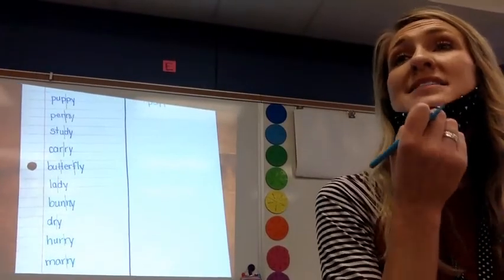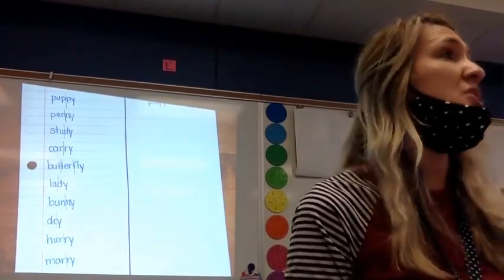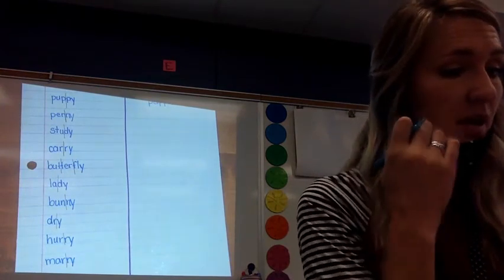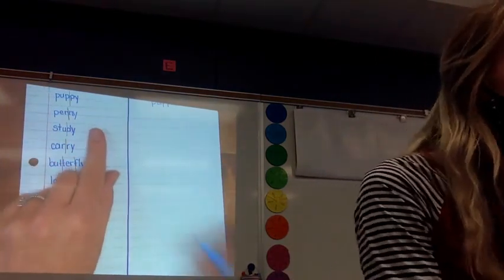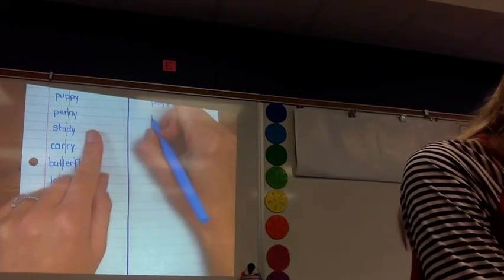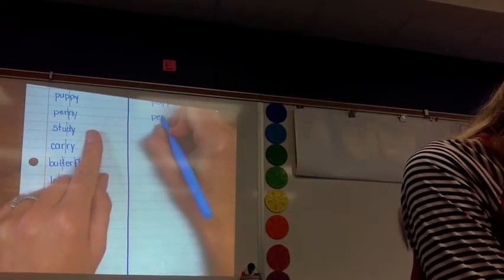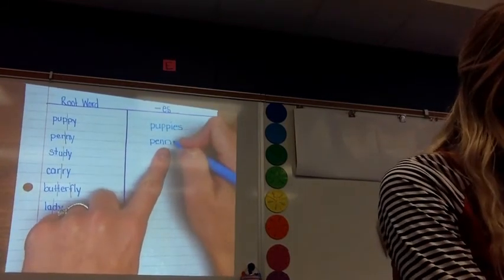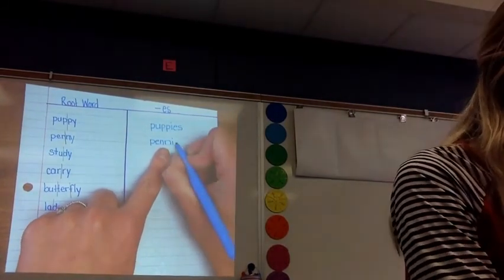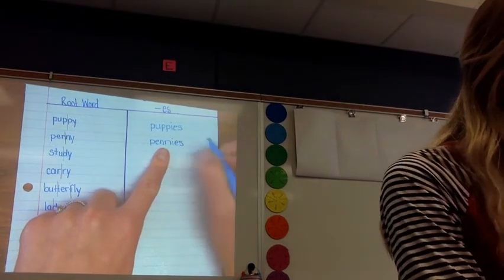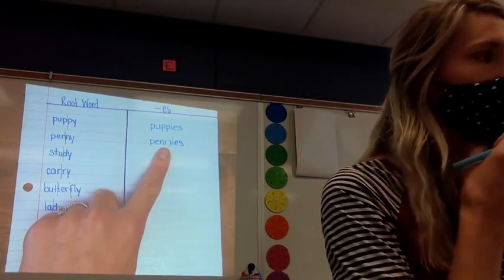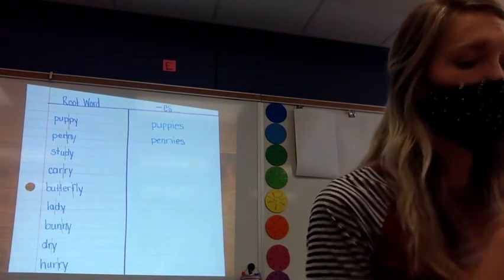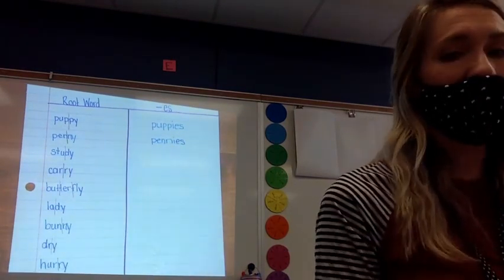When a word ends in Y, you change it to an I, and then add ES. Perfect. So penny, I change my Y to an I, pen, we change the Y to an I, and then add ES. So we go through it. We change the Y to an I and add ES.